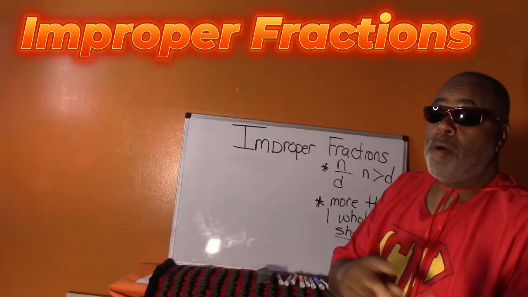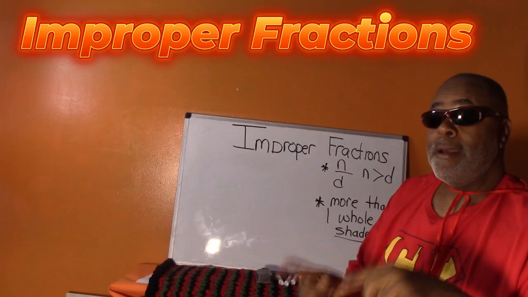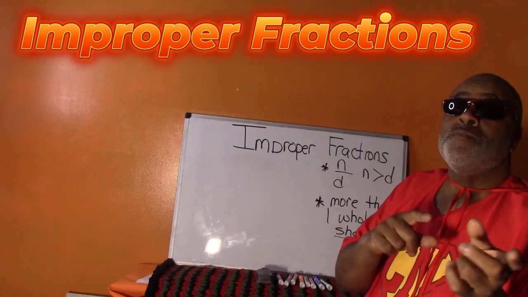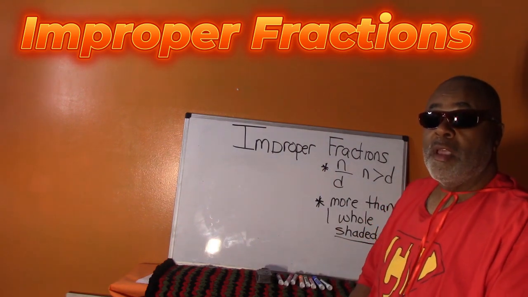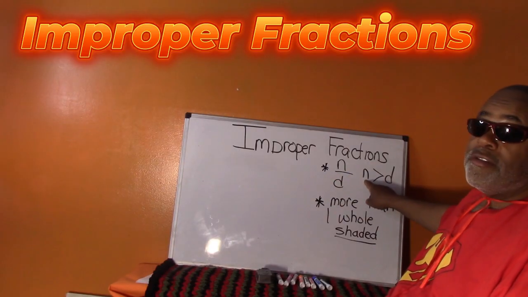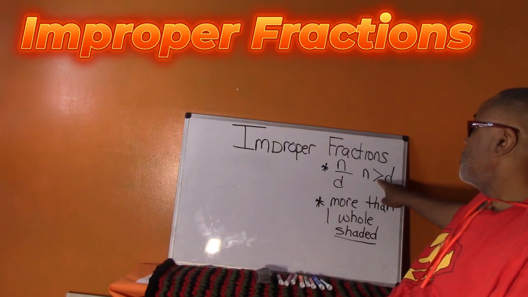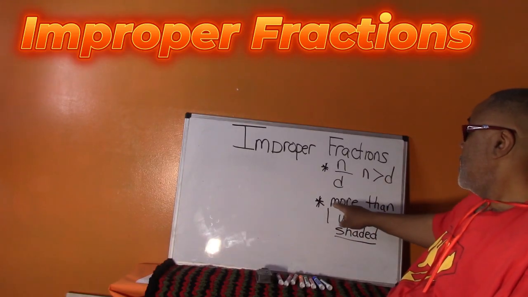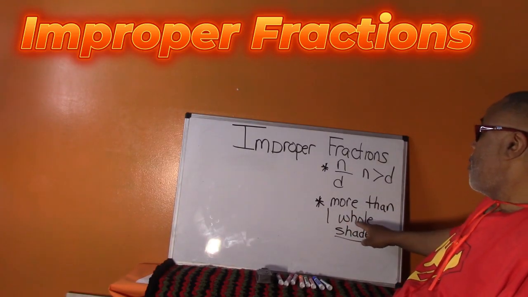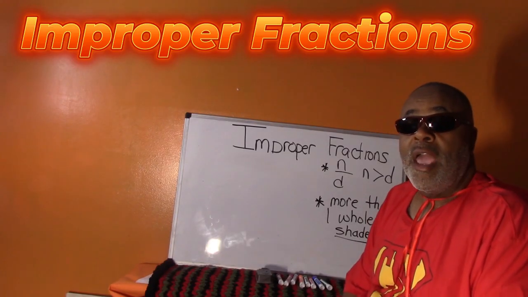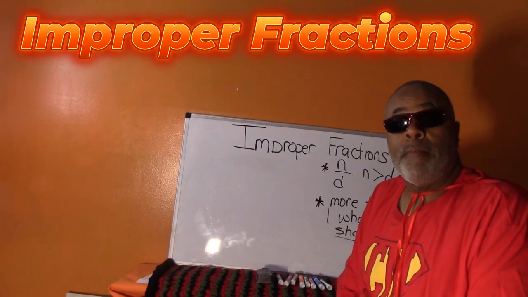So if you know what a proper fraction is, an improper fraction is the opposite of a proper fraction, where the value of the numerator is larger than the denominator, and it's more than one whole shaded. So let's look at an example of an improper fraction.